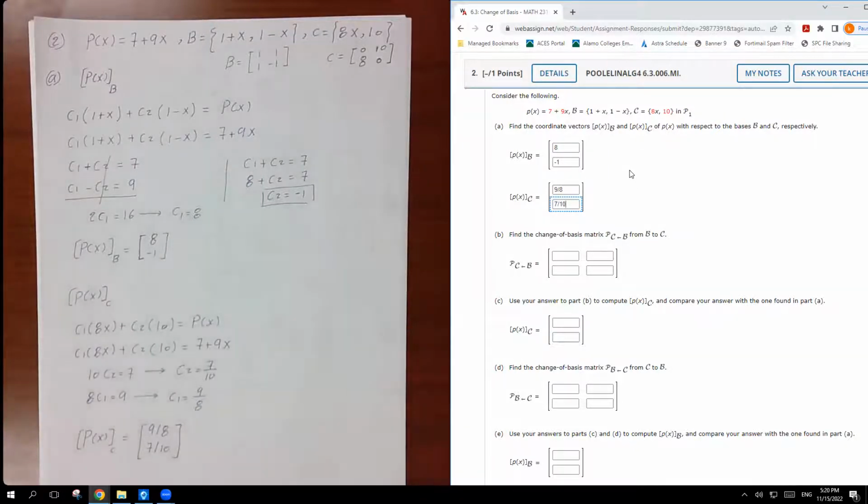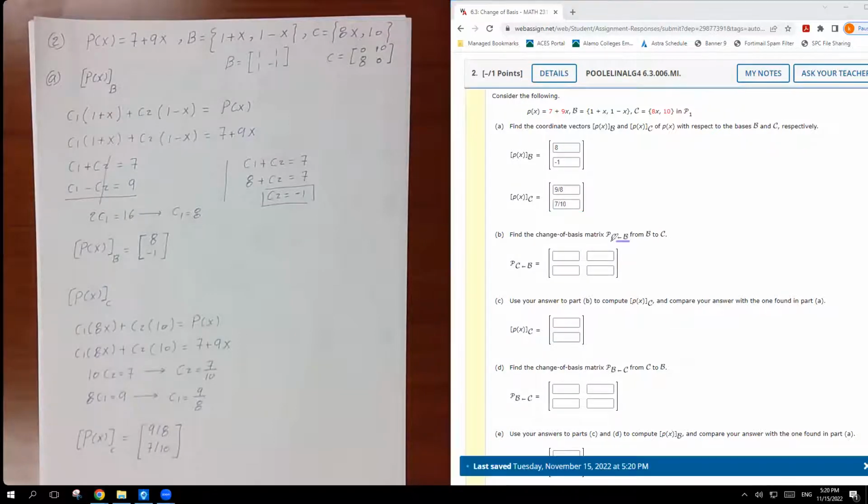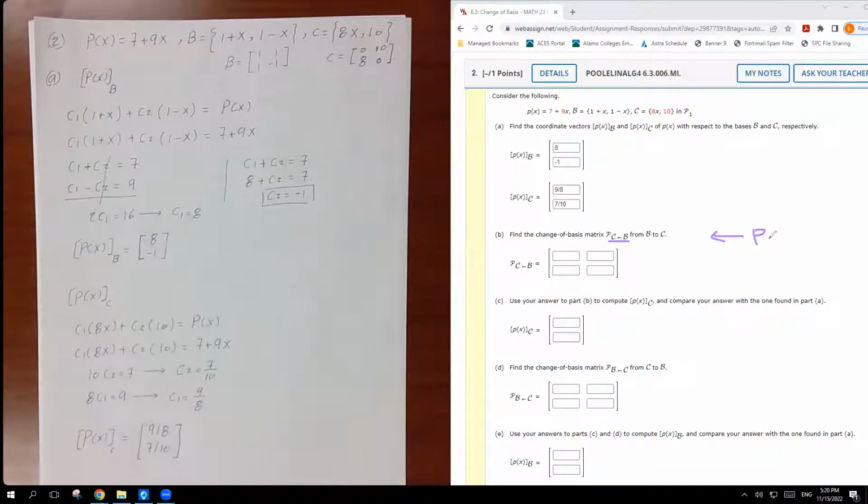The second part, we need to find the change of base from B to C. How are we going to read it? Be careful, from B to C. That means like this, from B to C. But always you're going to write down the C, then you're going to write down the base B. That's how we're going to write it before doing the reduction.